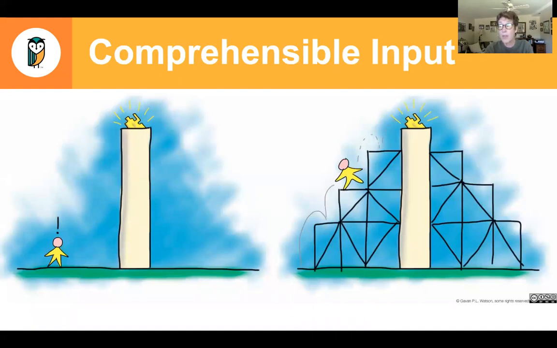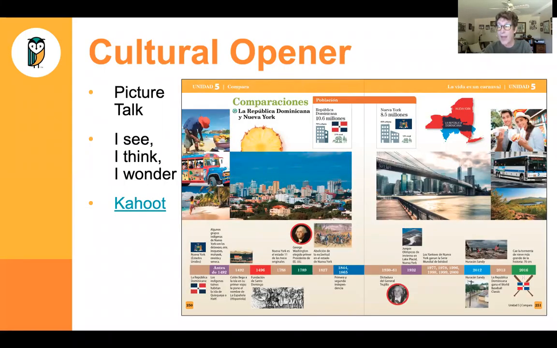So in order to make sure that our language is comprehensible to students, we need to provide the supports and scaffolding that will help them understand. An example of how we promote target language use is by those attractive cultural openers that we have for every single unit. These pages are loaded with highly engaging photos and images, as well as a lot of cognates. A couple of activity ideas for these pages are to use, let's say, picture talk. I'm sure many of you are familiar with that.